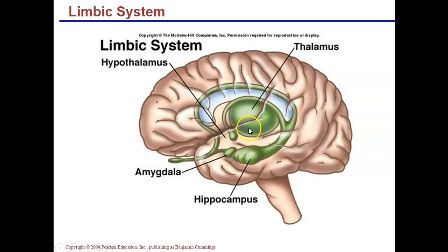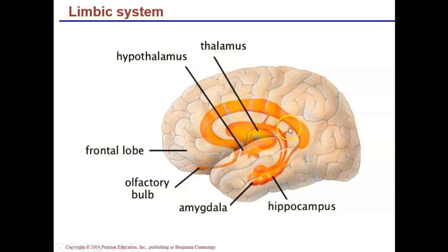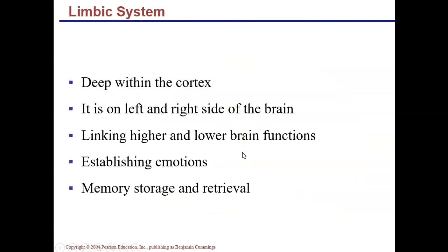The limbic system is going to include, as some of its parts, the thalamus right here in the center portion of the brain, the hippocampus, which we talked about and is involved with long-term memory, and the amygdala. Here is another picture right here of the limbic system. This is also associated a lot with reward and punishment, learning by reward and punishment. So this is deep within the cortex. It is located both on the left and the right side. One of the things that it does is that it links higher and lower brain functions, helps with establishing emotions, and it is also involved with memory storage and retrieval.